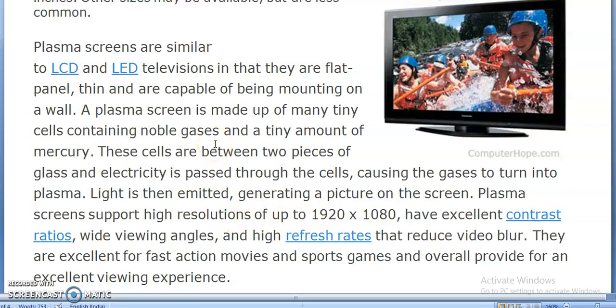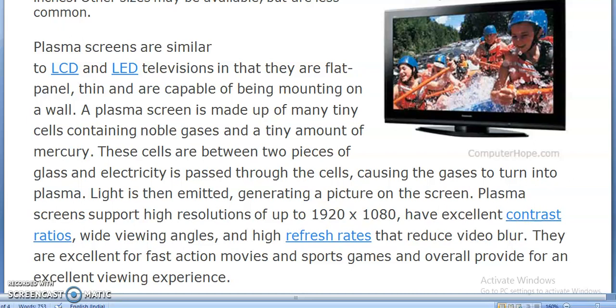So this is a very high resolution and can display broader images. They have an excellent contrast ratio, wide viewing angles, and high refresh rates that reduce video blur. So it has the quality of very little blurring of the videos. They are excellent for fast action movies, support games, and overall provide an excellent viewing experience.